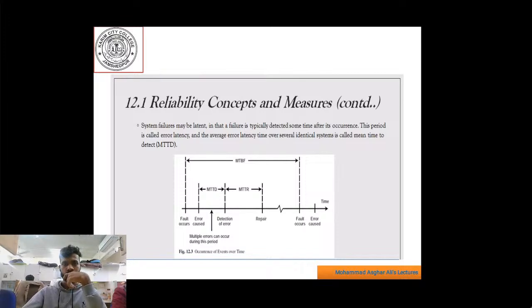System failure may be latent in that failure is typically detected sometime after occurrence. This period is called error latency. An average error latency time over several identical systems is called mean time to detect, MTTD. With the following figure, you can see the occurrence of events over time and how it works.